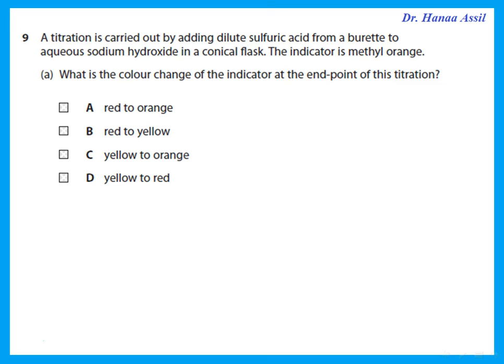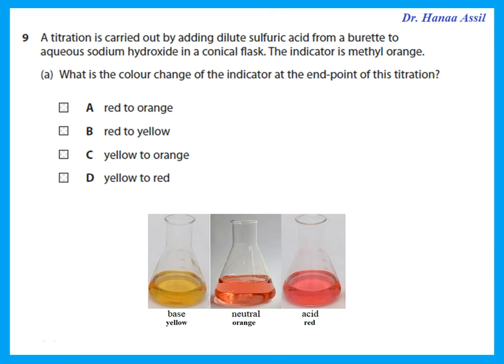Okay, a titration is carried out by adding dilute sulfuric acid from a burette to aqueous sodium hydroxide in a conical flask. The indicator is methyl orange. Do you remember the colors of methyl orange? You should know the colors of methyl orange. It's yellow in a base, orange when neutral, and red in acid. So what did he have in the flask? He had sodium hydroxide in the flask. So when he added methyl orange, he started with a base. So you're starting with yellow. And then when we do titration, we titrate to neutral. So it is actually yellow to orange.